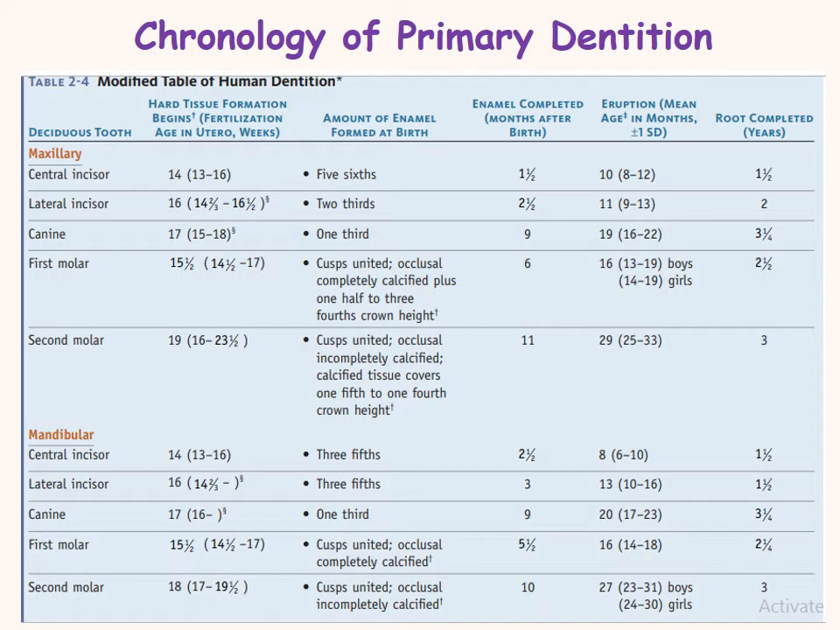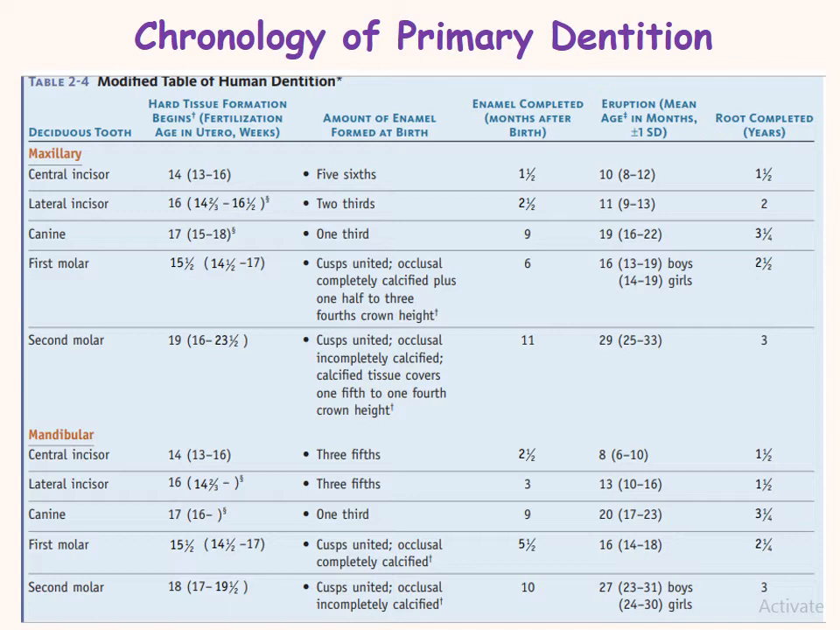So the chronology of primary dentition is for the maxillary and the mandibular teeth. The central incisor erupts at the time of 10 months. Then you have the lateral incisor. So this, you basically have to read and remember which teeth erupt at what age, and the root formation is completed by what year. Generally, once the tooth erupts, it takes around a year for the root formation to occur.